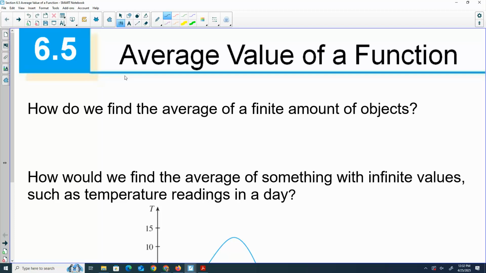All right, we are on our final topic. We are talking about average value. I didn't say 1 day section, so this is the last section. So that means Monday, Tuesday, we will be reviewing. Test Wednesday, and then we'll go into final review from there.